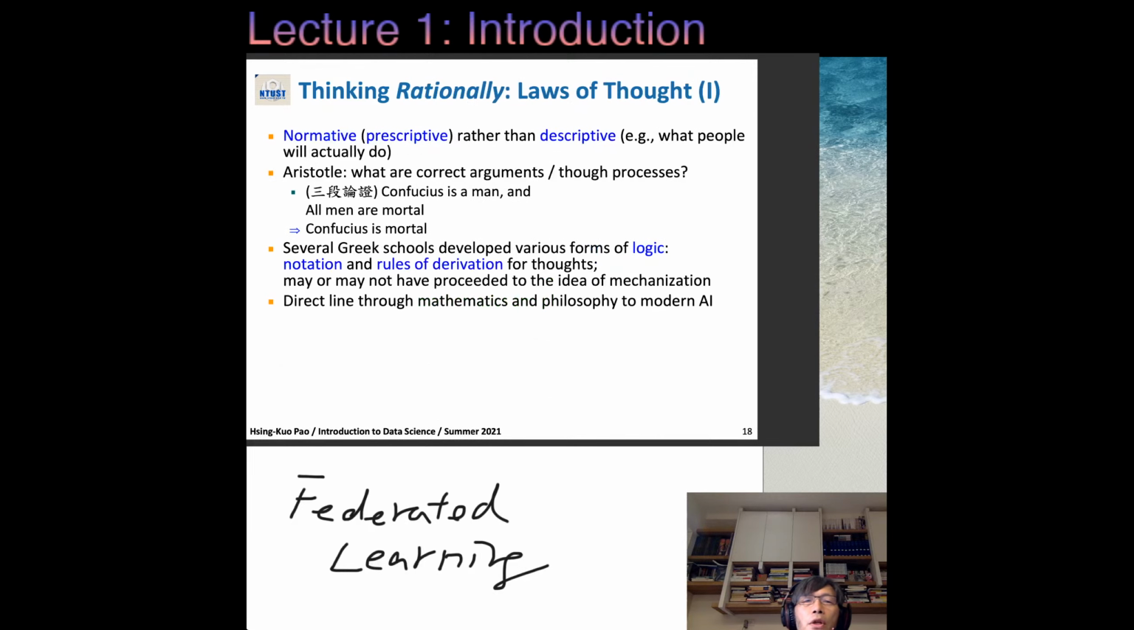So if we talk about thinking rationally, we know the laws of thought. The example would be: Confucius is a man, all men are mortal, and Confucius is mortal. Like this kind of three-step derivation. As you can see, this kind of thing is used a lot when we design machine learning or computer programs which can give a good prediction of the future.